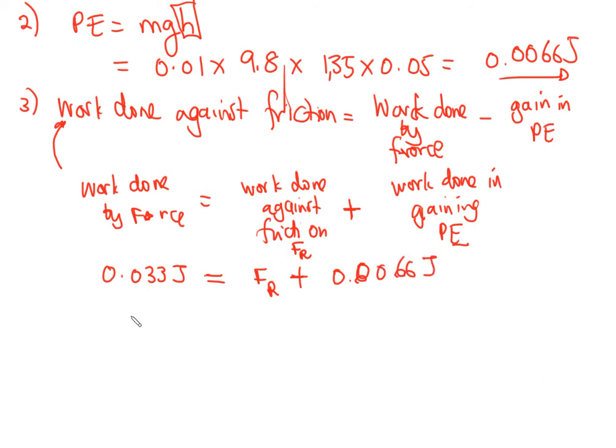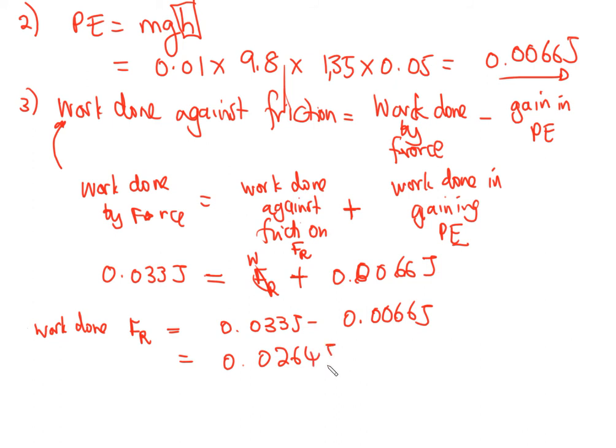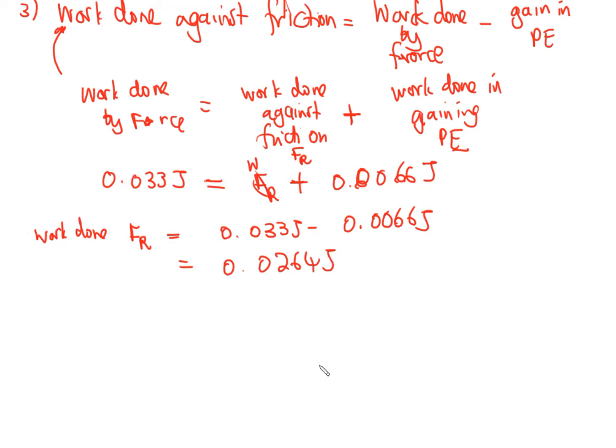So our work done for frictional force, it's not actually frictional force, so it's work done against friction. Let me write that. Work done against friction is then going to be equal to 0.033 joules minus 0.0066 joules. This is equal to 0.0264 joules. So that is the work done against friction, right?